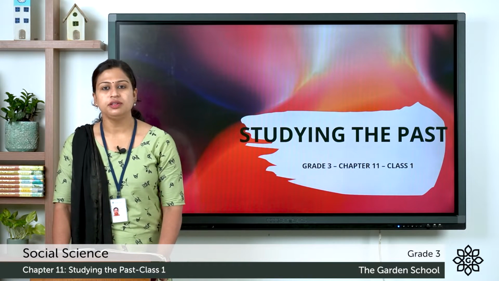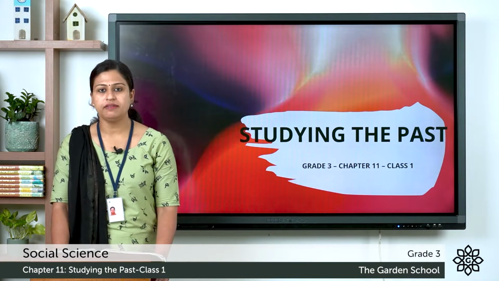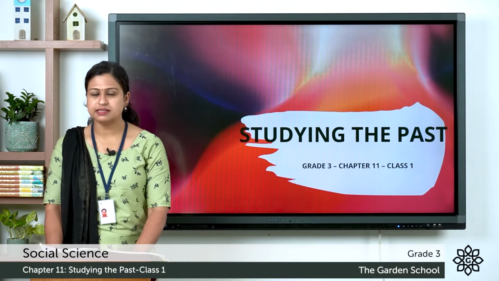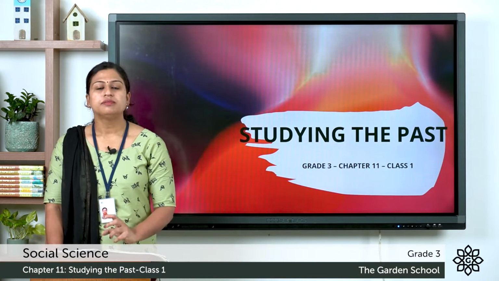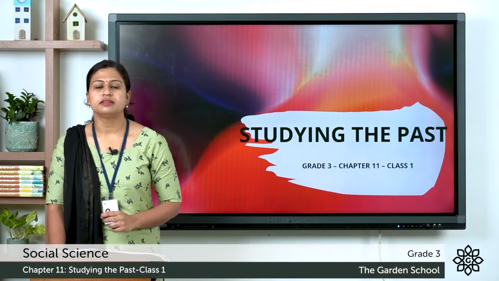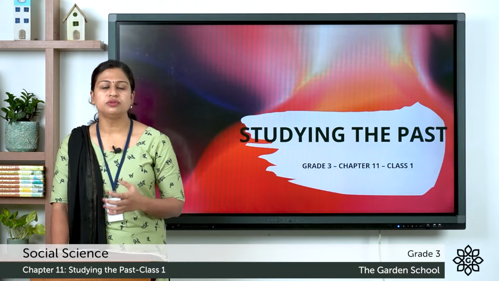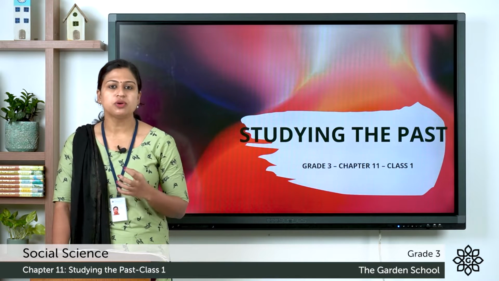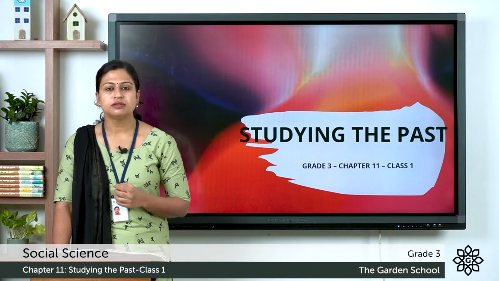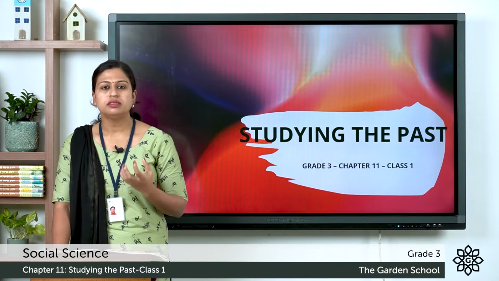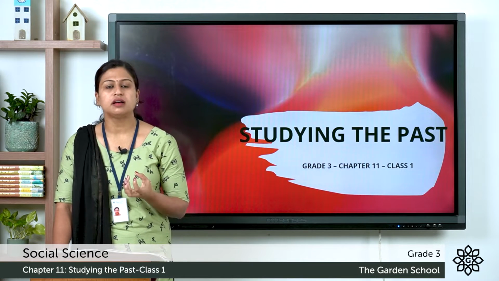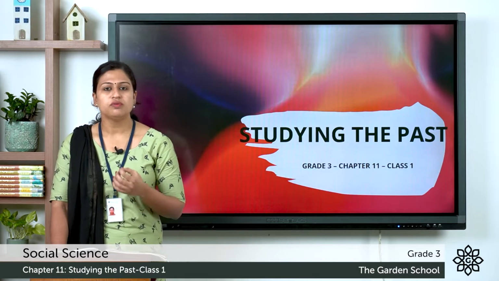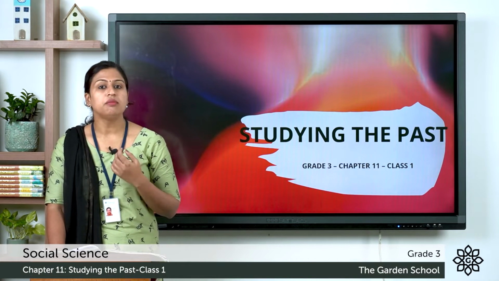Today we'll start a new chapter, chapter number 11, studying the past. So here in page number 67, you can see Agatha and her father. Agatha wants to know about her past. So for this, father shows some old photographs. Here we can say that these old photographs are a source of history, like a historian's tool which tells us about the past.